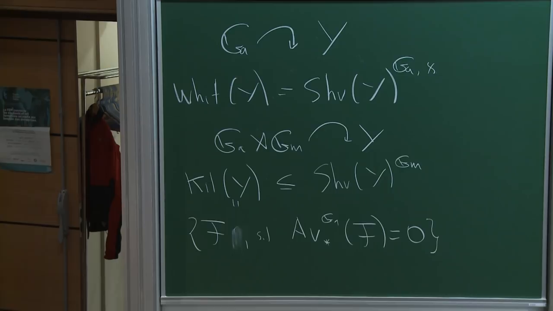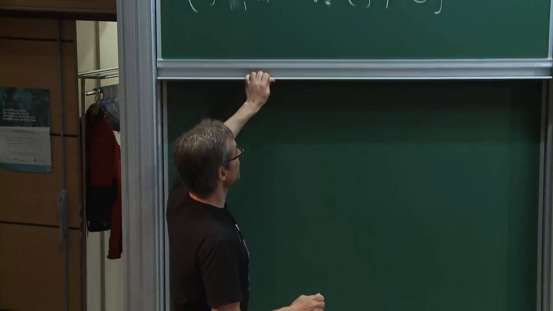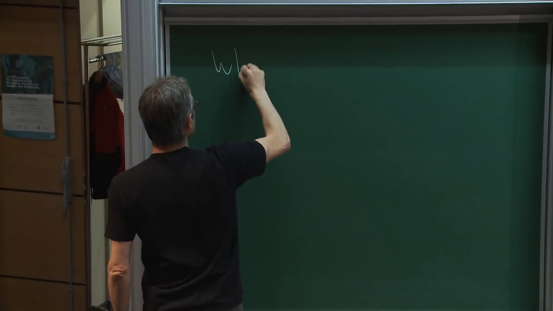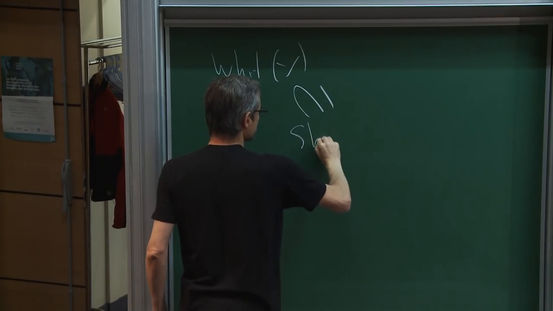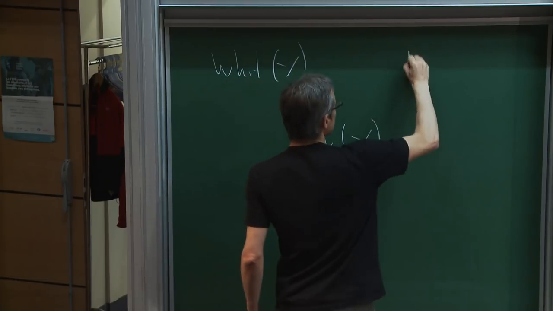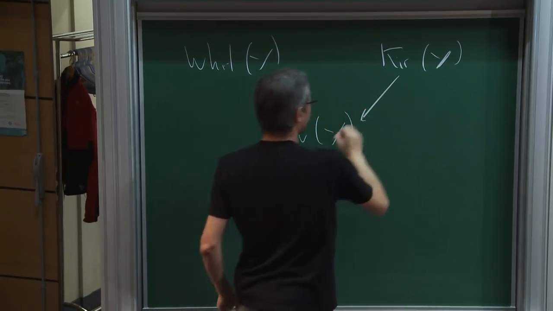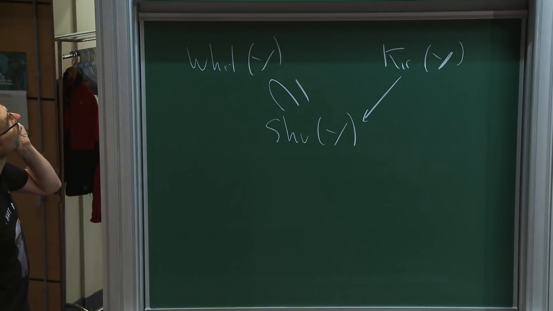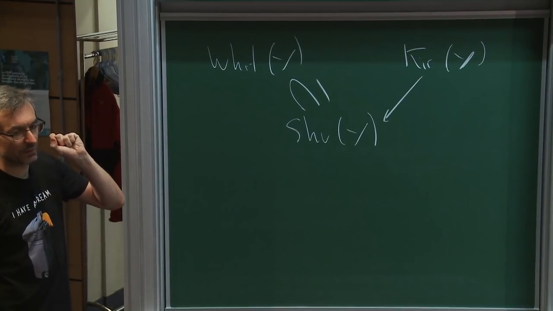Well, it's another category. So let's say you have Whittaker of Y. It sits as a full subcategory inside sheaves of Y. There's a Kirillov of Y. Now, the GM equivariant thing is done relative to upper shriek or upper star. How do you define GM equivariance using upper star or upper shriek? Do you need to work with something simplicial?